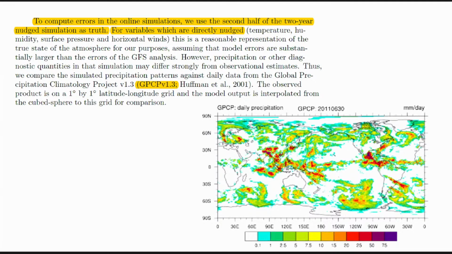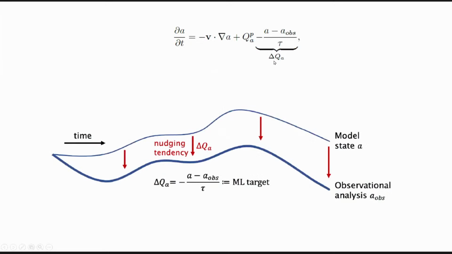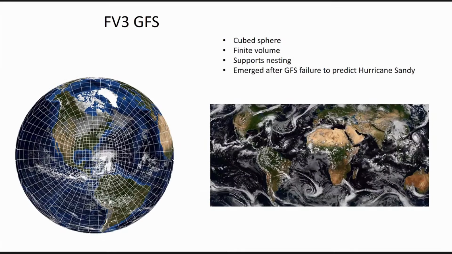Yeah, but just to recap, we have a nudge simulation, and our goal is to use the random forest of decision trees to guess the tendency which would be required to nudge our model toward observations based only on the local state of the atmosphere. This is what they're trying to do. Very simple idea. I wish I'd thought of it.